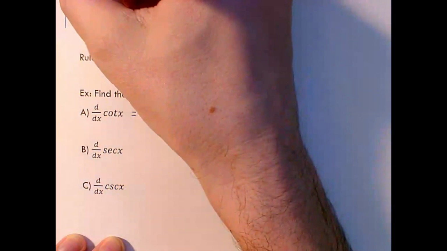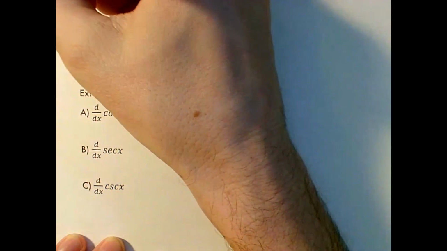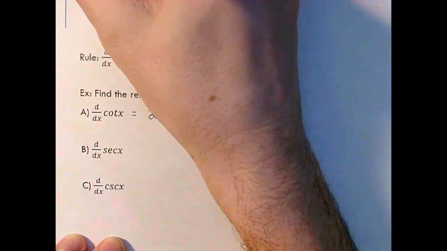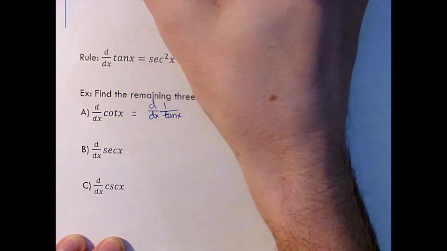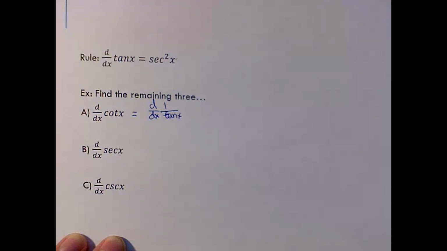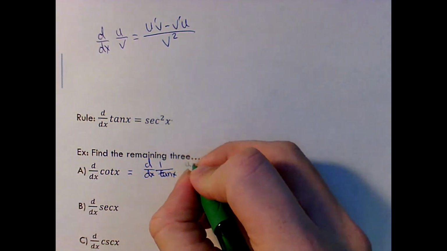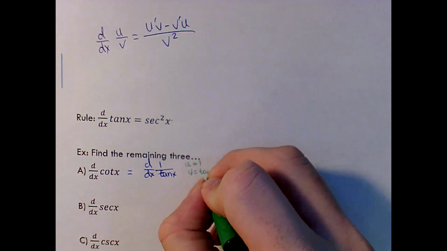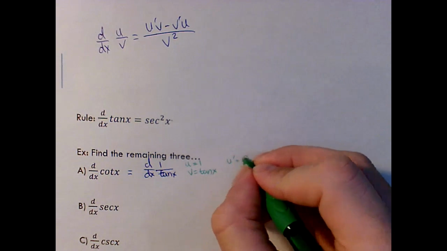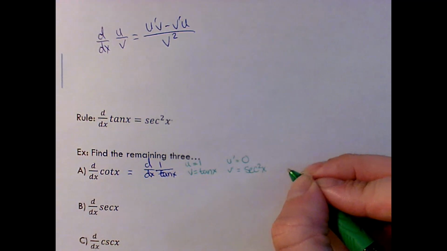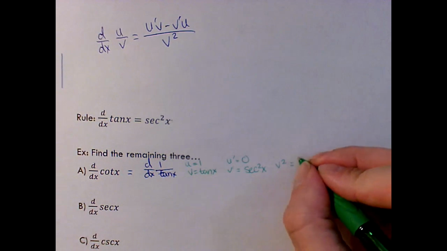And so in all of these cases, I'm probably going to use the quotient rule. The quotient rule is d dx of u over v equals u prime v minus v prime u over v squared. In this case, it's actually fairly easy. U is my 1, v is my tangent x, u prime is 0, v prime is secant squared x, v squared is tangent squared x.